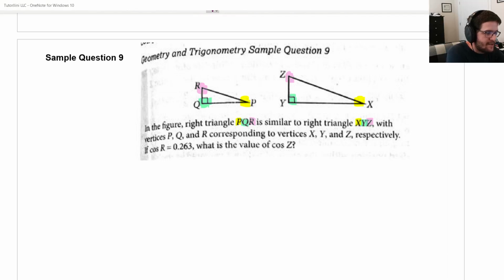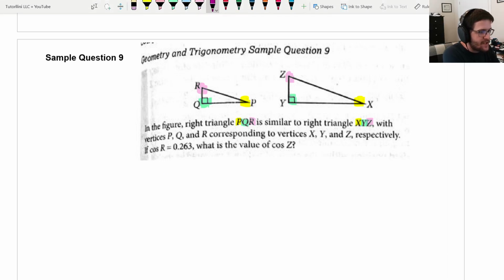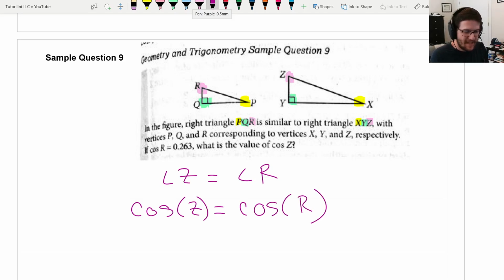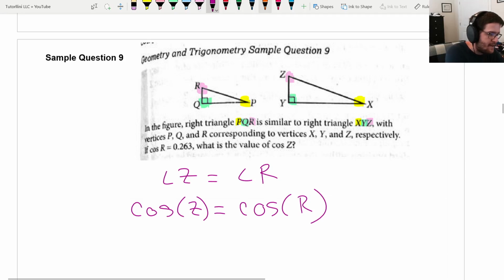So we want to find the cosine of Z. Do you see, just from looking at the picture and from the similarity statement, we can determine that angle Z is equal to angle R? The measures are equal. Well, if we want to find the cosine of Z, it stands to figure that the cosine of Z is equal to the cosine of R. Hopefully that makes sense, right? If they're the same and we put them into a function, you should get the same value. It's like if I did cosine of 2 and cosine of 2, they're going to be the same. They tell us cosine R, so now we can just swap that out.